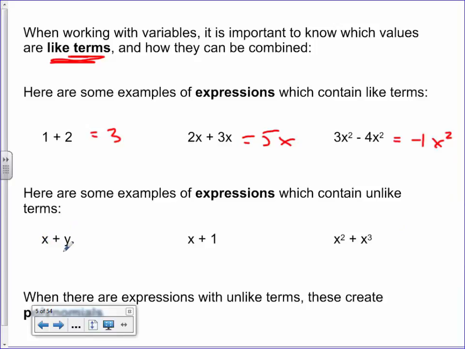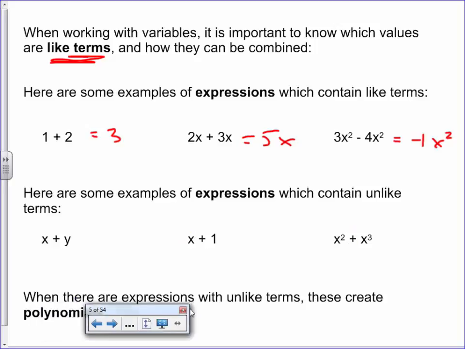What about x and y? Can you actually add them together? Not currently. If I knew what x and y were at some point, sure, I could combine them, but right now they're not considered similar to each other. Same thing here with x plus 1. I cannot add them unless I somehow figure out what x is. If I told you x was 2, then you can put them together. Same thing here. These guys are not like terms.